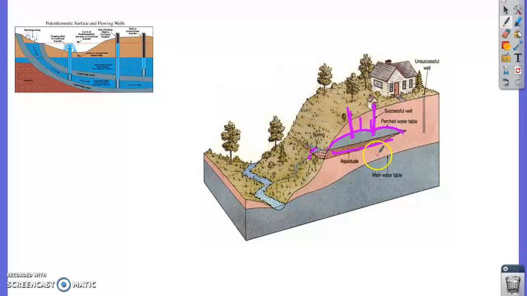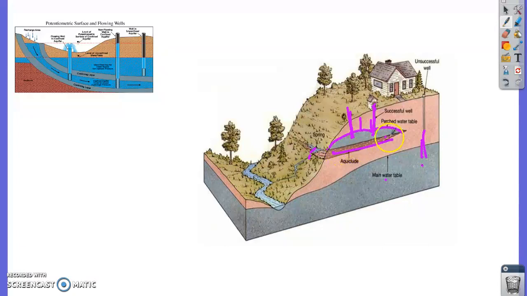And it may be worth drilling even farther down to the main water table. So they put this well in, and it didn't work, so they went here, and yeah, they got water, but it may run out in dry times, so you may just have to drill a deeper well and get down into the main water table. But that's what a perched or elevated aquifer means.